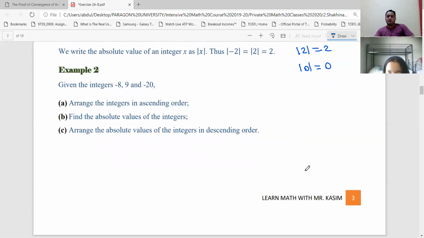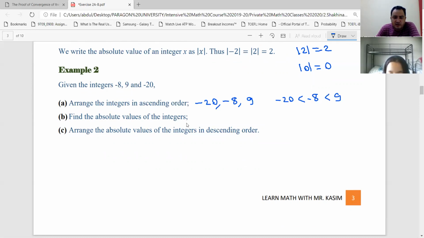One simple example about absolute value. Given the integers -8, 9, and -20, arrange the integers in ascending order. It means from the smallest to the biggest. Which one is the smallest, Shahina? -20. Then -8 and 9. Because -20 is less than -8, which is less than 9.